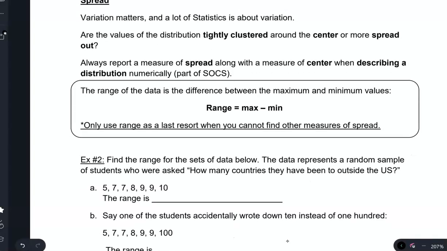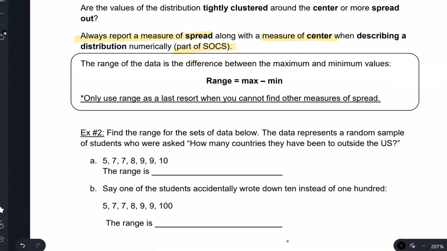Okay, so we're always going to report a measure of spread along with our measure of center when we're describing our distribution. That is the C part. C is the center. The second S is the measure of spread. Now, range is a real easy one. Range is just maximum number minus minimum number, but we only use it as a last resort. So say you only have a graph of the data, or you only have some summaries of the data that don't include the data points themselves, and you can't find other measures of spread that we're going to talk about, you can use your range. But it has some problems. So let's get into that.